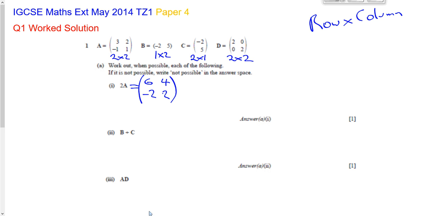Okay? B plus C. So we're going to try and add B and C. Now, when we're adding matrices, they need to be the exact same order. Now, we could multiply these two matrices because when we put their orders together, the 2 middle numbers are the same, but we cannot add them. If we're going to add them, they need to be the exact same order. So we're going to say not possible.